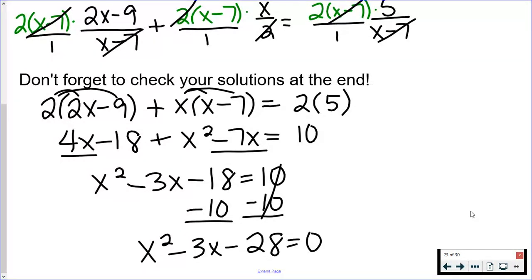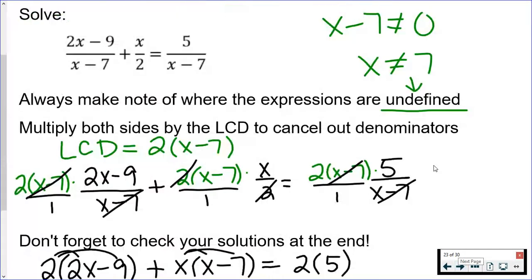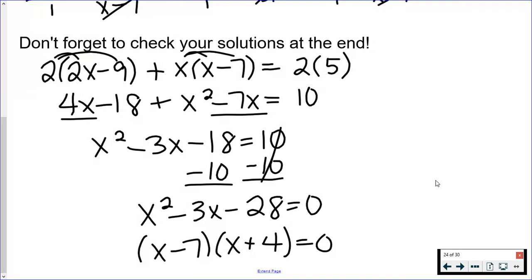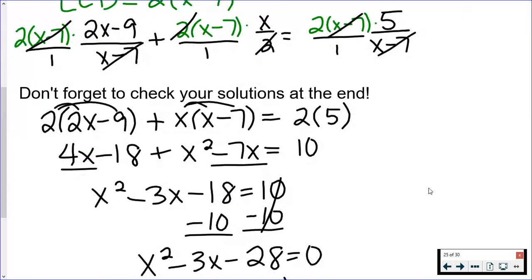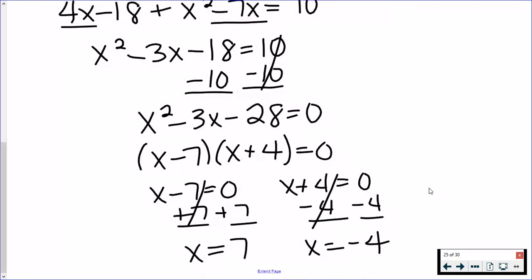I think the best and quickest method here would be to factor. So you're looking for two numbers that multiply to negative 28 and add to negative 3. Those two numbers would be negative 7 and positive 4. Then you take your factors, set them equal to 0, and we end up with x equals 7 and x equals -4.